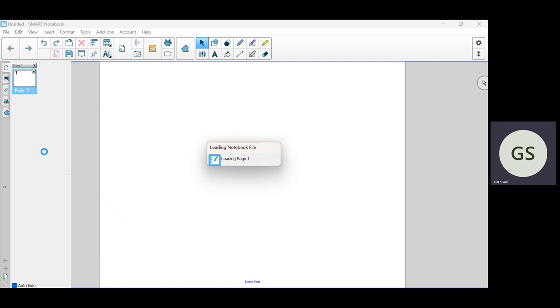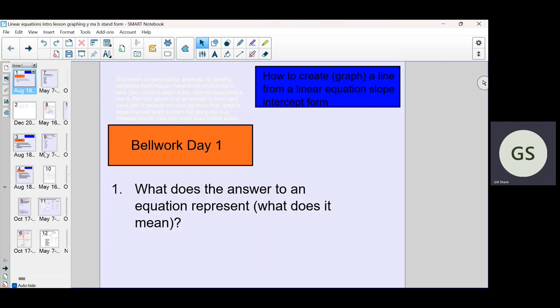Yeah, well, you won't need calculators for those. You'll need calculators for these. You shouldn't need a calculator for the first three. You're not doing any math. You're just plugging in numbers.